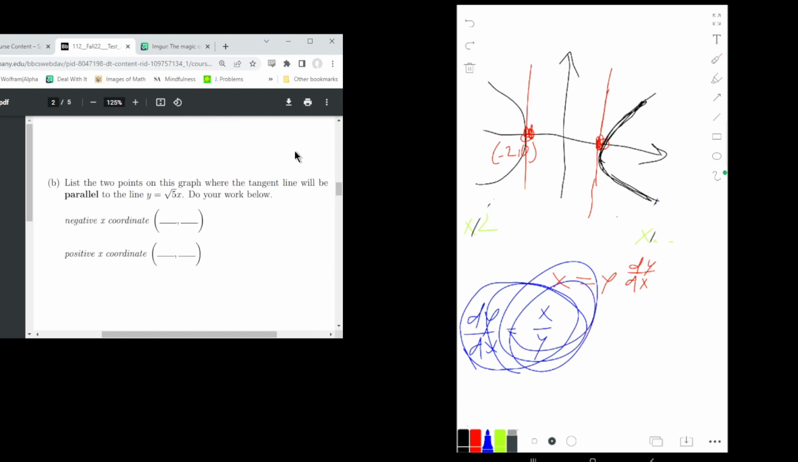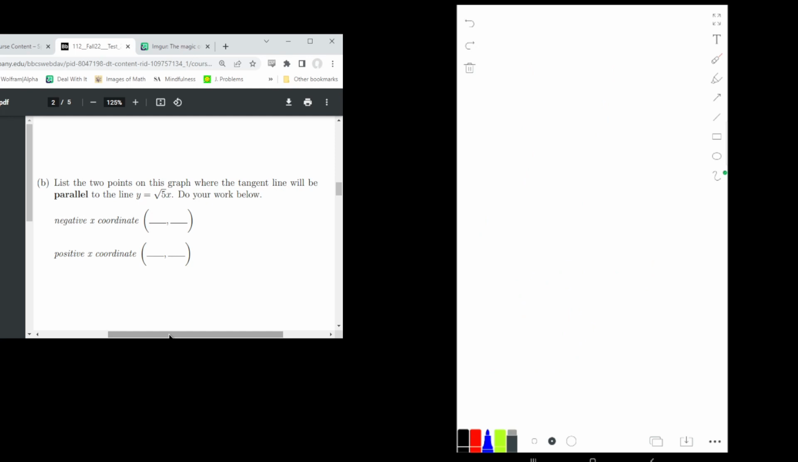Let's move on. You're not going to see a question like this on your test. I have already done an example in class of the kind of question you'll see. You'll be given a point and asked to produce its tangent line, but I said I would post answers to this, so I will answer this. List the 2 points on the graph where the tangent line will be parallel to the line square root of 5x. Do your work below.